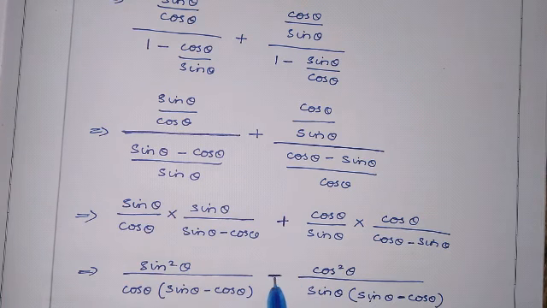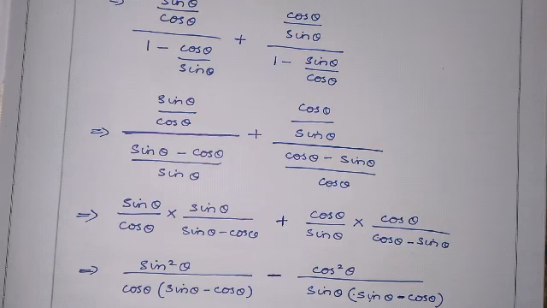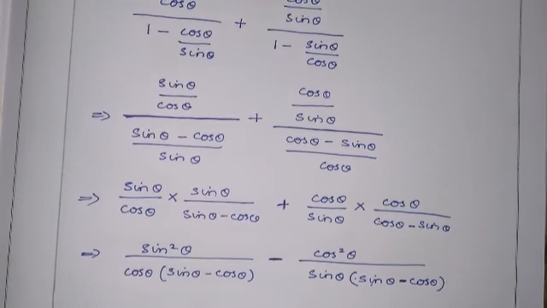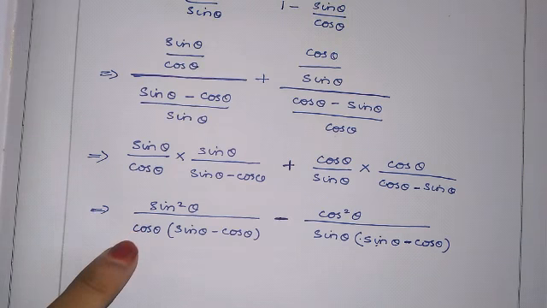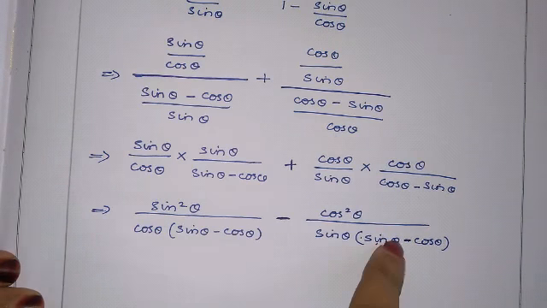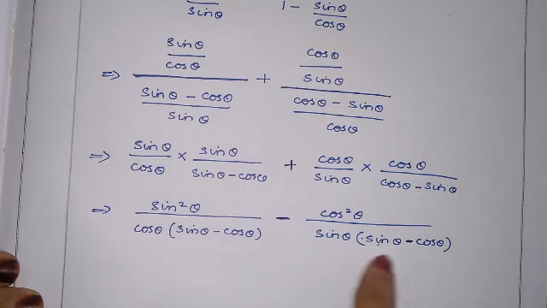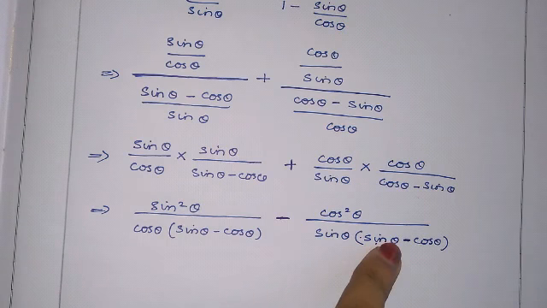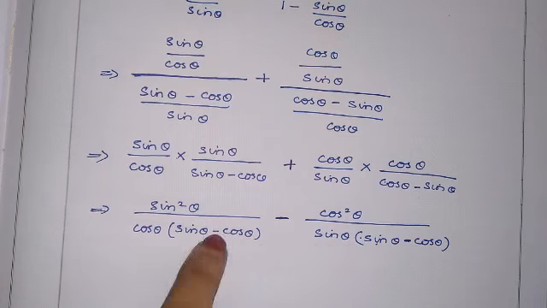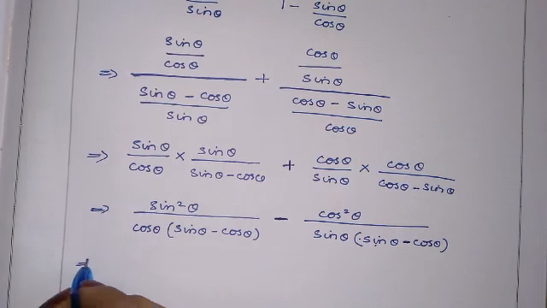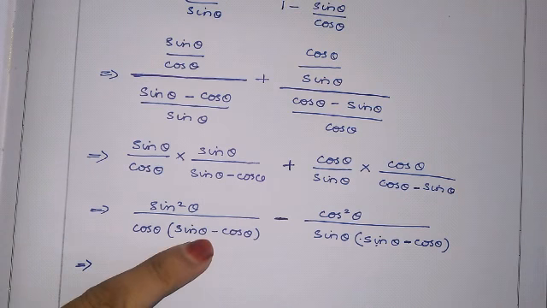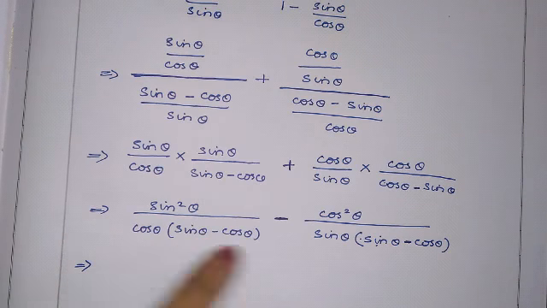How it is, you can see: minus plus, minus minus, minus plus. I have taken the minus as common. Now here we can see the denominator is the same. Sin theta cos theta, sin theta cos theta is the same in both cases. So I am taking common 1 upon sin theta minus cos theta.